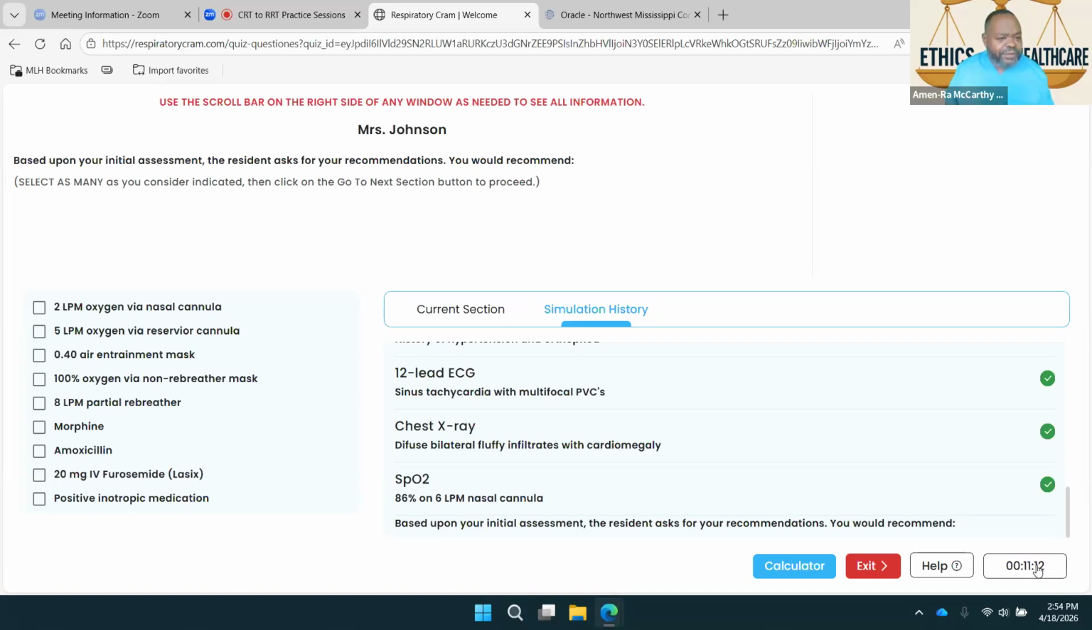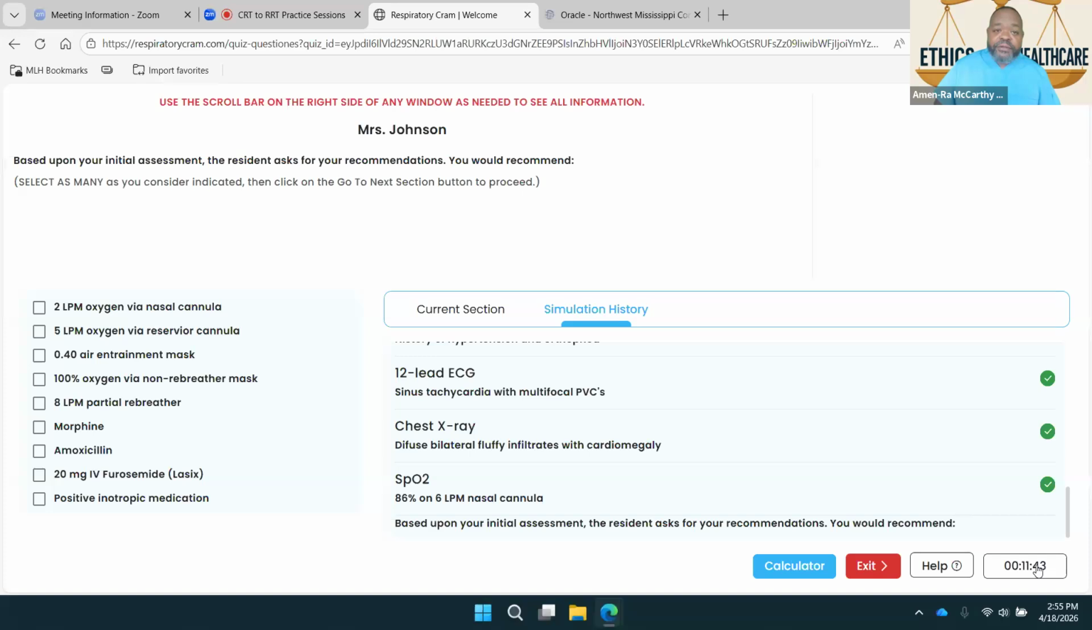What about 5 liters of oxygen reservoir cannula? No. What about 40% air entrainment mask? No, because remember 40% is about 4 or 5 liters of oxygen, right? Remember your rule of 4s when you're doing that. She doesn't say she has COPD, doesn't say she's breathing fast, right? So no, that's not going to work either.